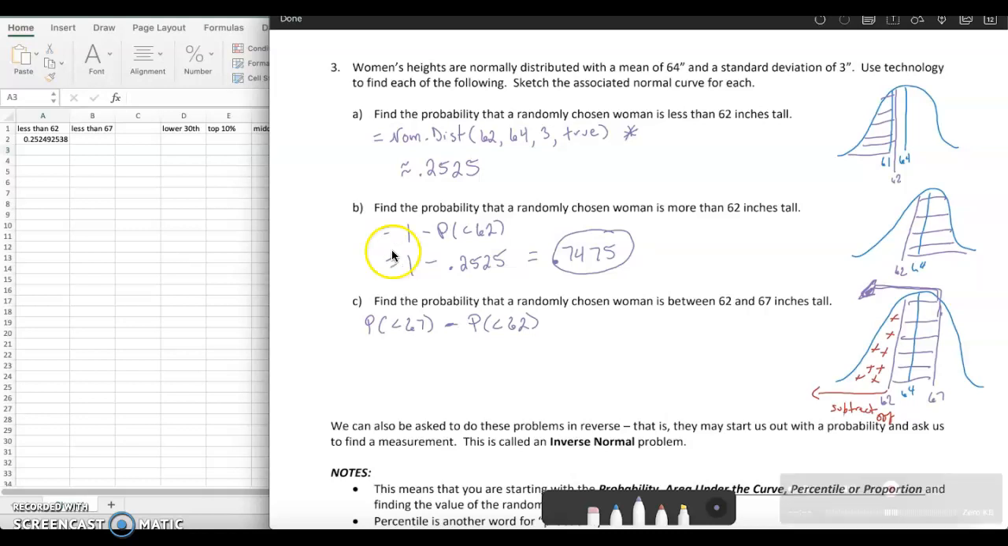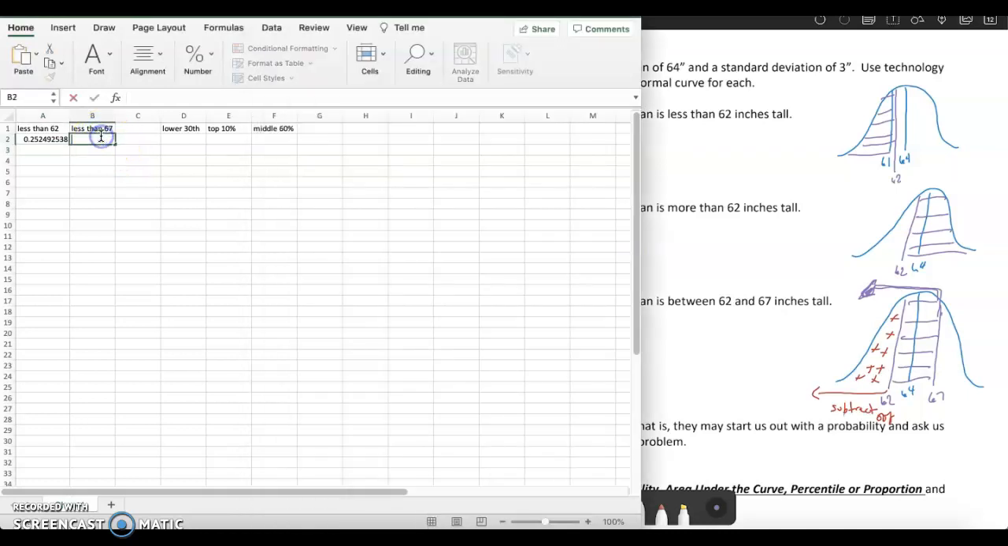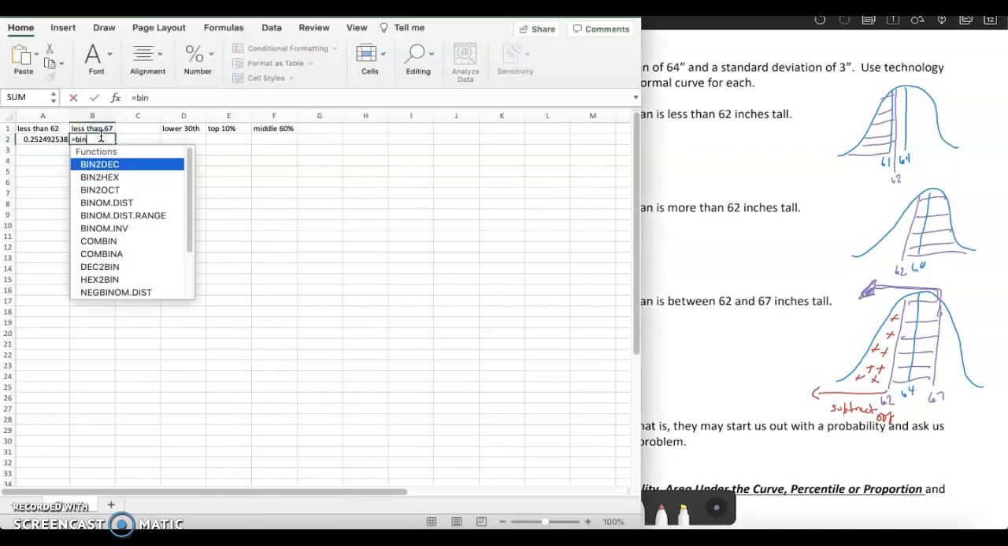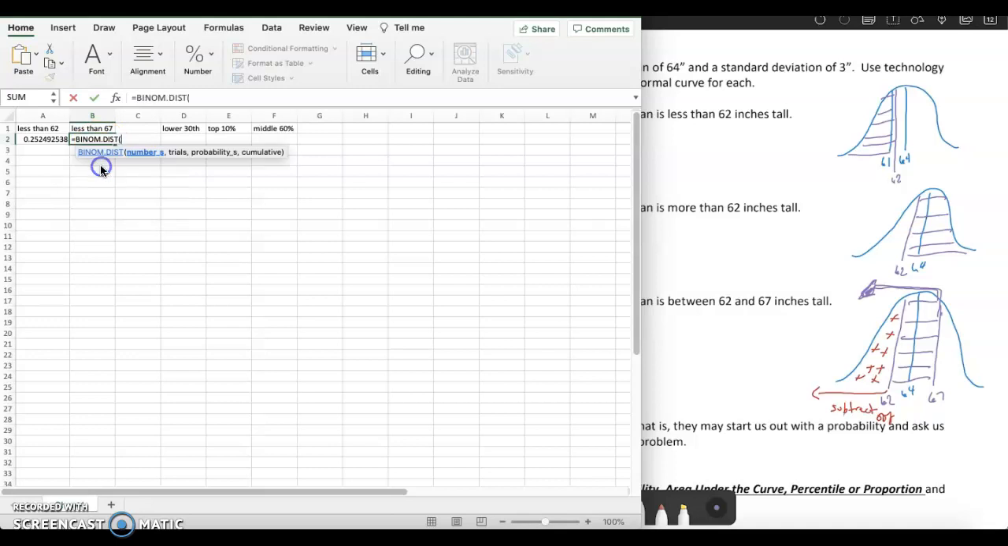So I do need to find the probability of being less than 67. So to find that, I'm going to do a binom.dist, and that is going to be 67 with a 64 mean, a 3 standard deviation, and again true for cumulative. So let's go over here and let's find that. 67, 64, 3, true.